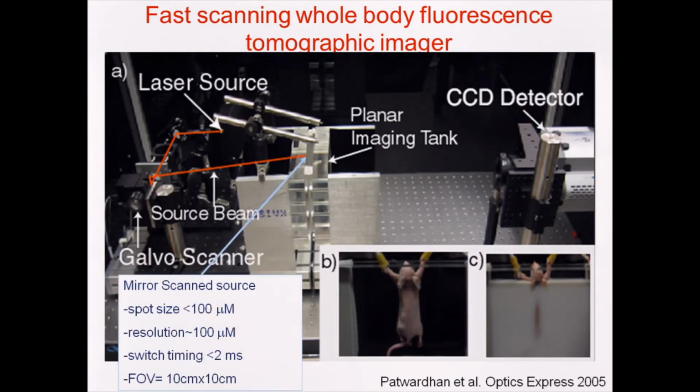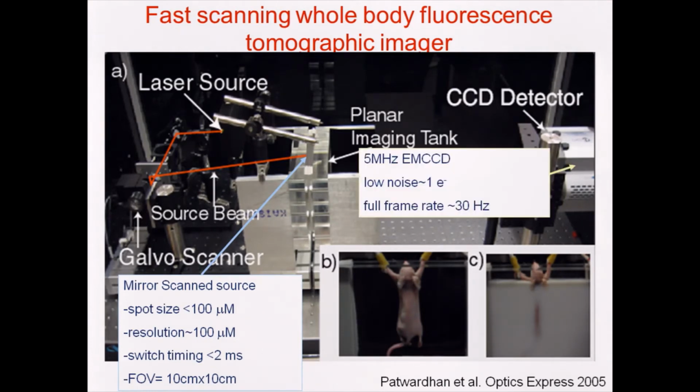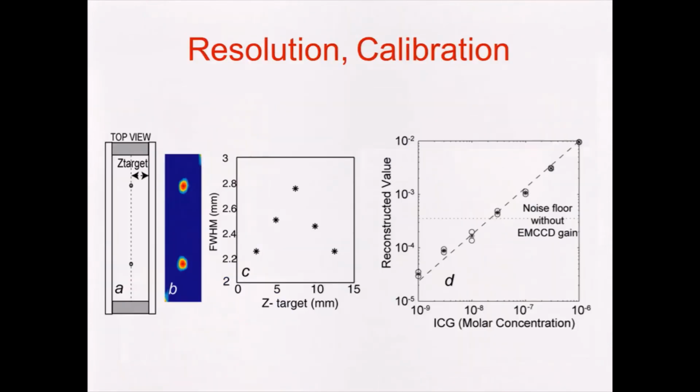So the mirror scans with a small spot size, much smaller than the resolution of the system. And then the camera is low noise and you want it to have a high frame rate, because you've got to scan for all these different source positions.